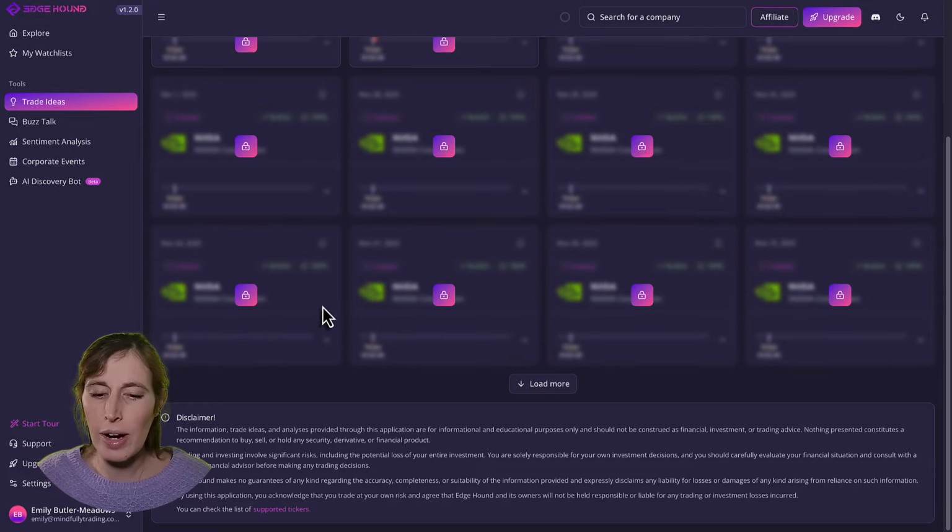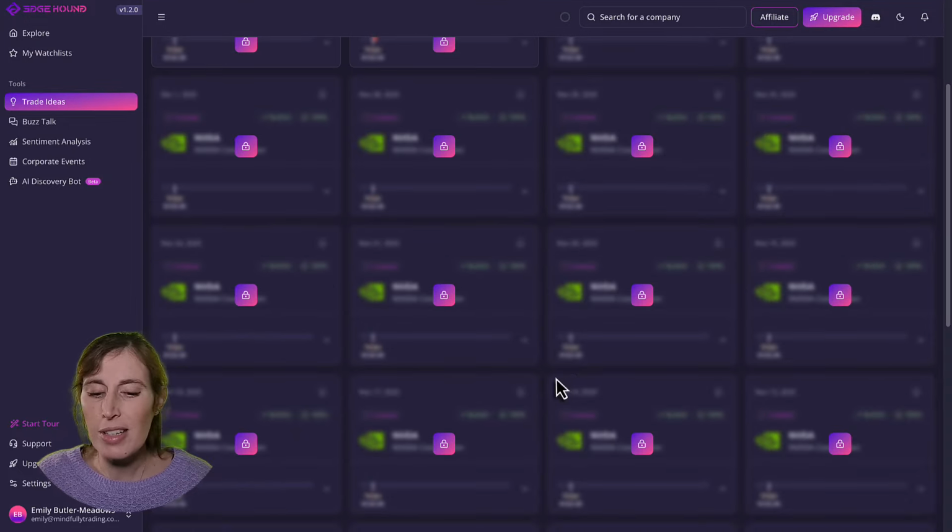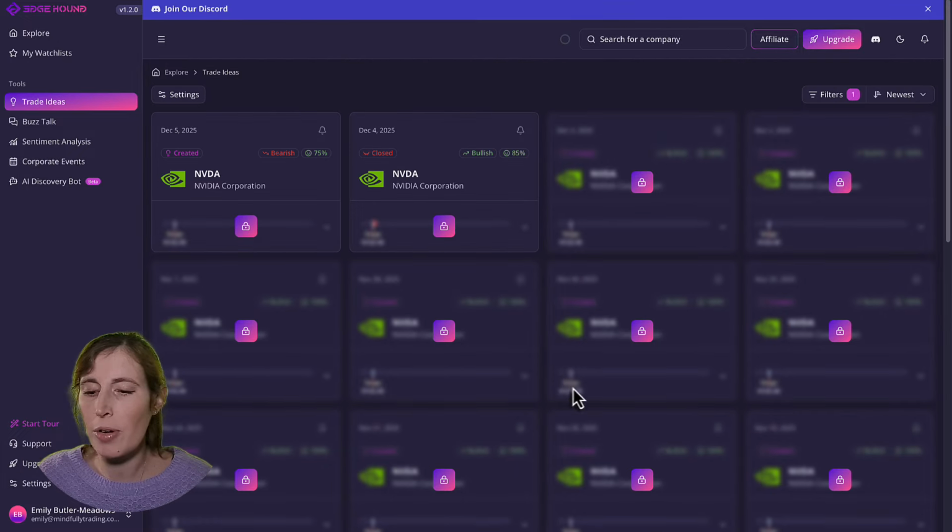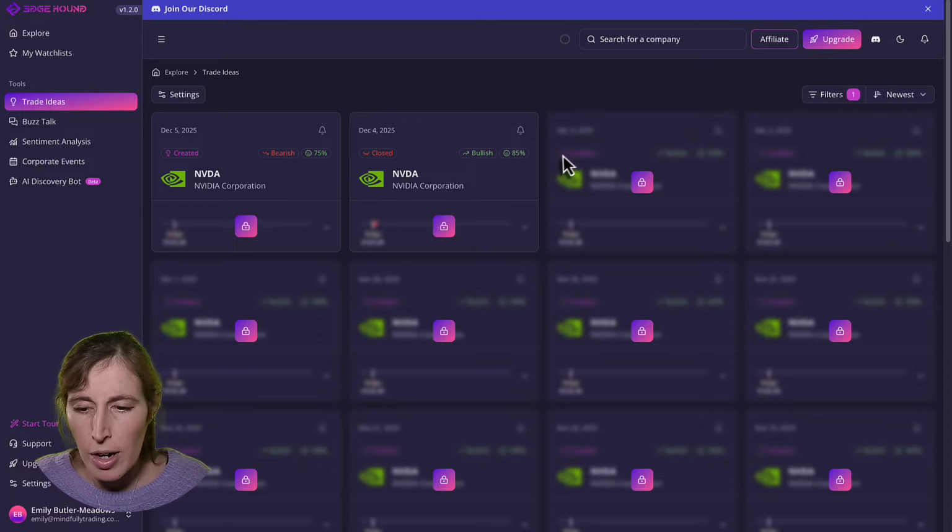It looks like there are quite a lot of ideas here, but they are locked because they are only available when you have a paid package. It's given a couple as a sample. Let's check those out. So this one has got an 85% confidence for a bullish trade idea.